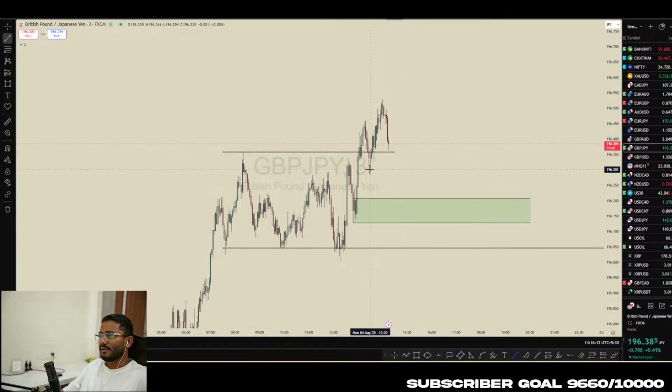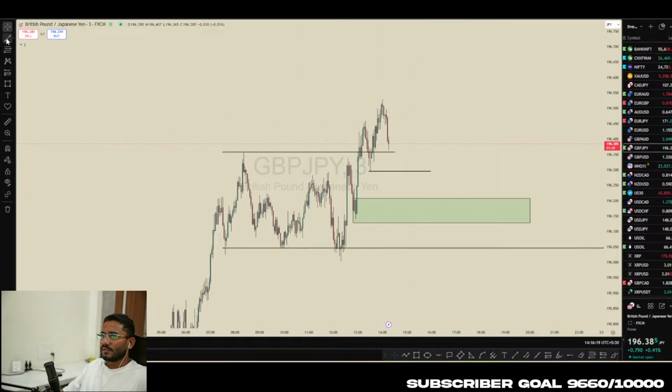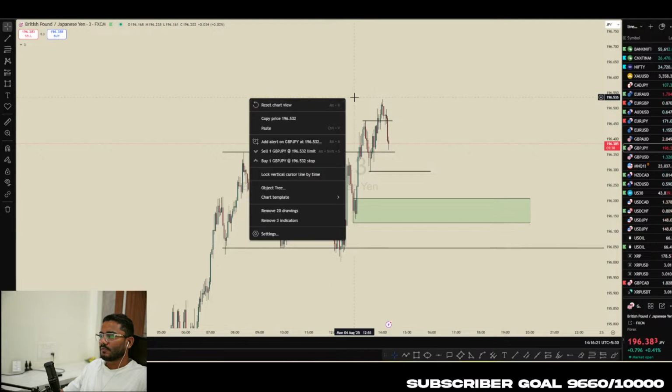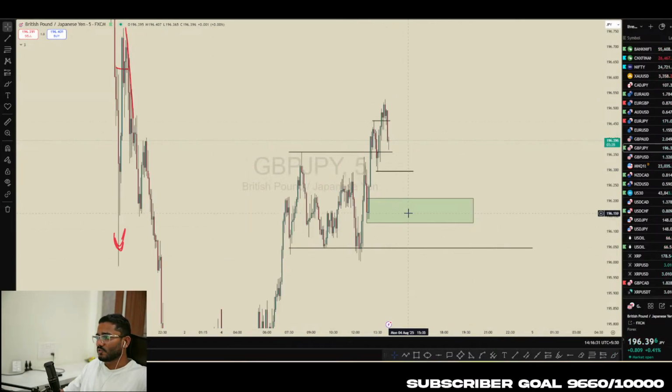So price is creating liquidity. This is the first structure, and this is the second structure. So we have this single low liquidity right now. If it sweeps, we can look for a buy side entry, and we want price engulfing. My rule is that I want price to create an engulfing following a liquidity sweep.